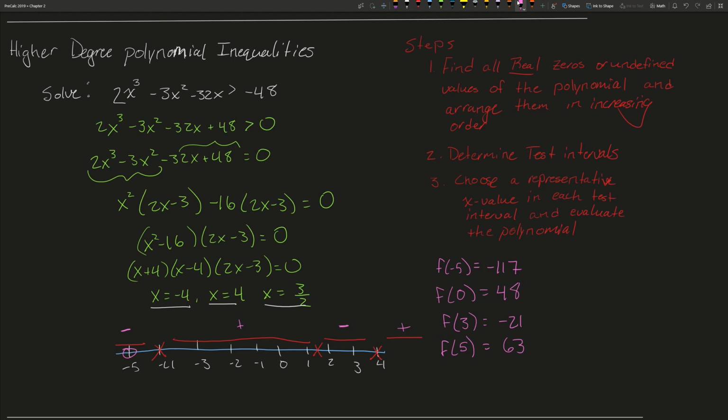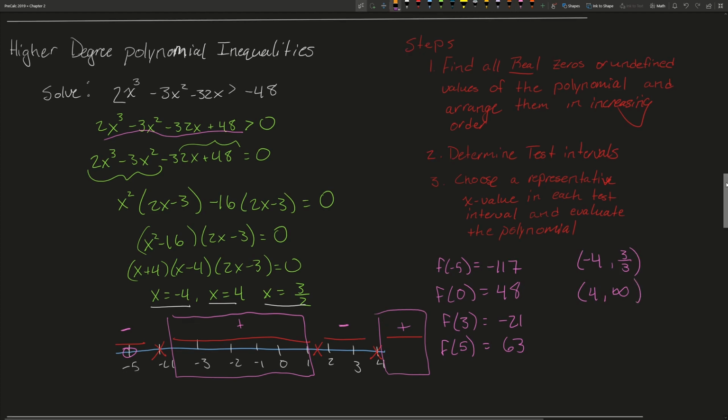So our answer, because we're looking for when this polynomial is greater than 0, we are also looking for the positive intervals, which is this interval and then everything to the right of 4. So our answer will look like everything from -4 to +3/2 and everything from 4 to +infinity.